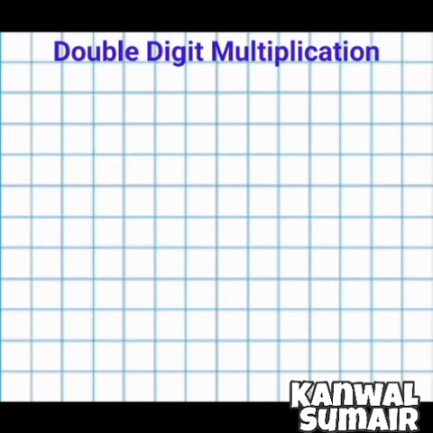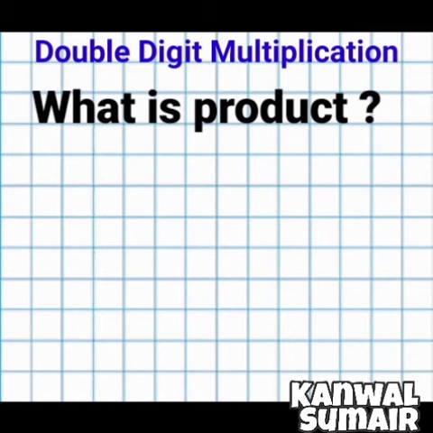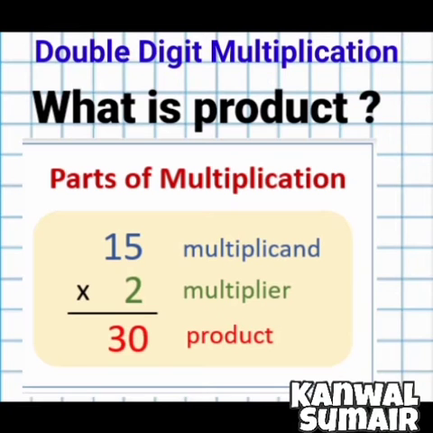In previous lessons, we have learned how to multiply any number with 2 digits. Today we are going to learn what is product. When you multiply any two numbers, whatever answer you get is the product. Here you can see when you multiply 15 with 2, the answer is 30. Here 30 is the product.